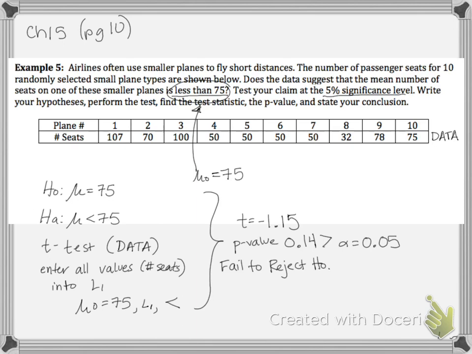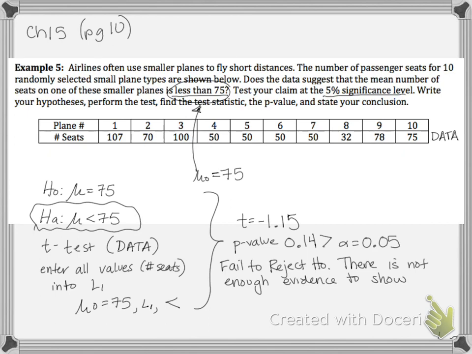reject the null. What this implies is that there was not enough evidence. There is not enough evidence to show. And then I always try to talk about the alternative over here, right? I did not have enough evidence to show the mean number of seats on a smaller plane is less than 75. I'm being very specific here.